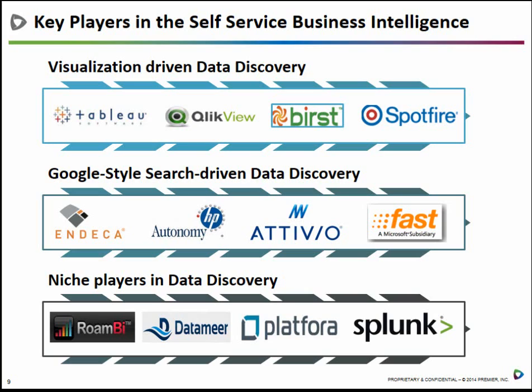Then you have niche players in data discovery, right? These are completely niche players, but they're attracting a lot of attention and are highly ranked. You have Roambi, which about 4 years ago broke ground with iPad and iPhone to allow users to do mobile BI on iPads and iPhones. So Roambi has always been a pure mobile play, and it's been very Apple-centric. Only last year it became Android-enabled, if you will, in some sense.